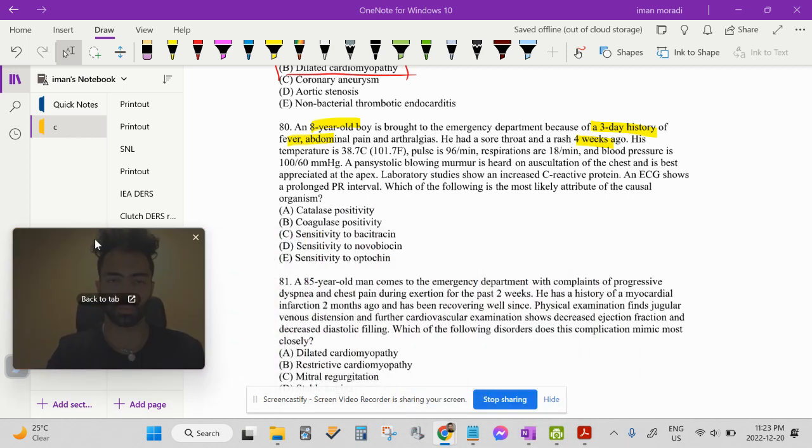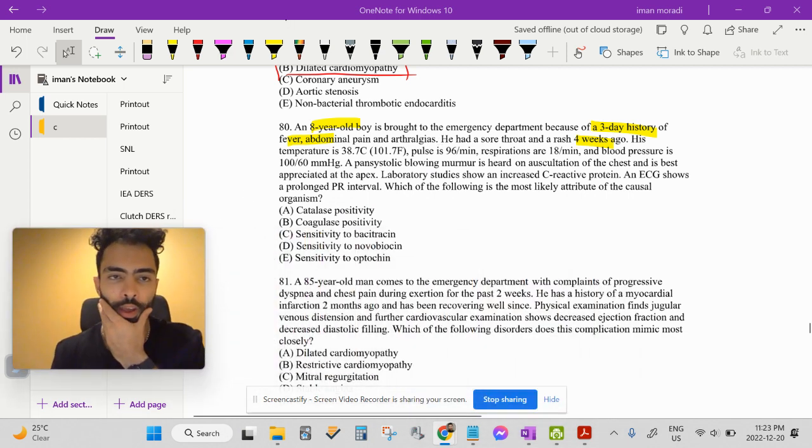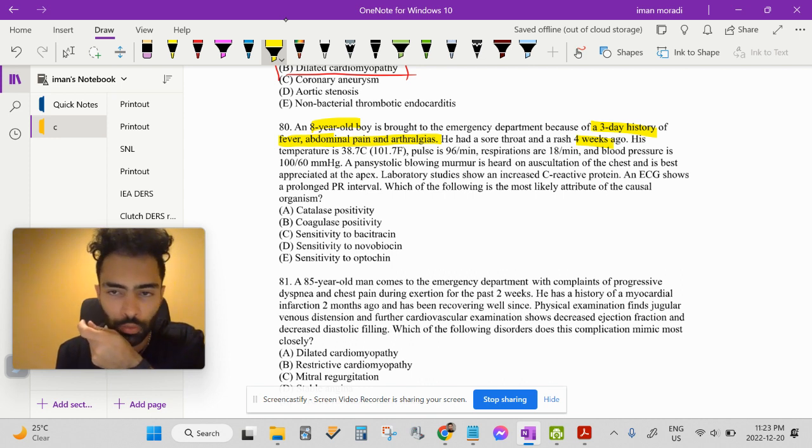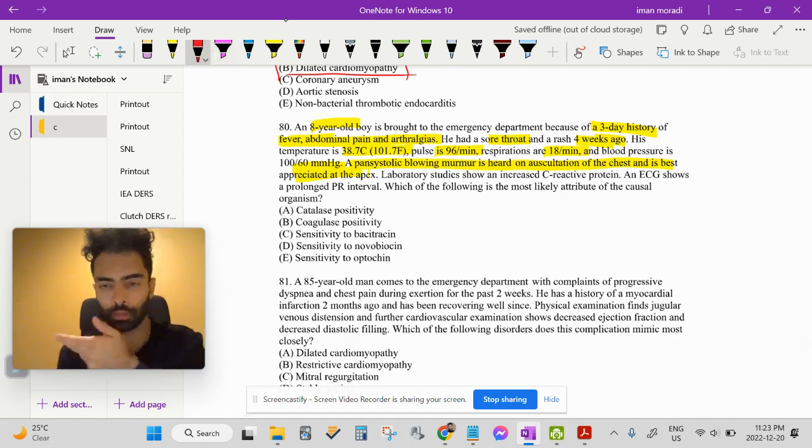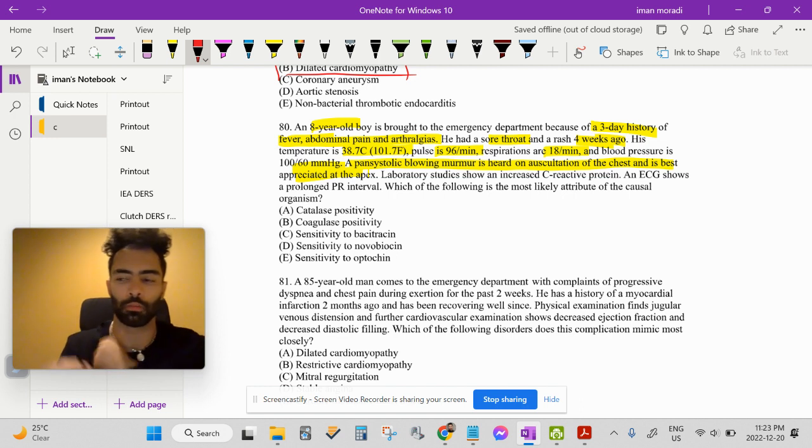All right, so we were here. An 8-year-old boy has a 3-day history of fever, abdominal pain, and arthritis, with a sore throat 4 weeks ago. Temperature is a little high, he has a fever and a high pulse. There's a pan-systolic murmur heard at the apex. Apex means mitral, so this guy has a mitral problem.